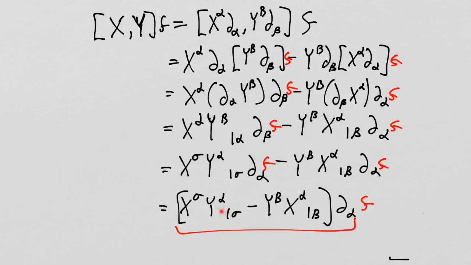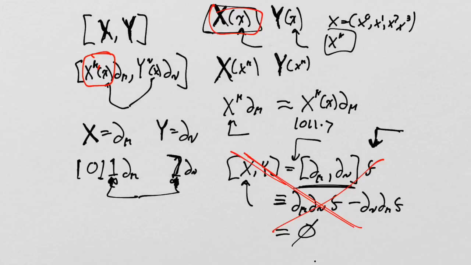Now, if these were constant functions, this term here would be zero. If the component of the vector field x was constant, that would go away. And if the component of this was constant, that would go away. And in the end, this would be zero. But that's not the case. These are generally not constants. They're functions on spacetime. So the commutator of two vector fields does not generally vanish, unlike the commutator of the two coordinate basis vectors, which does generally vanish.